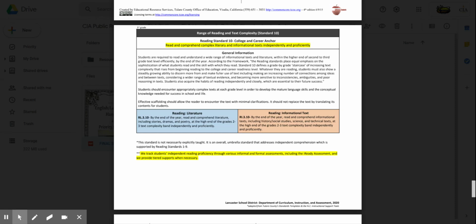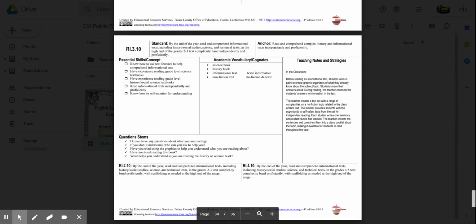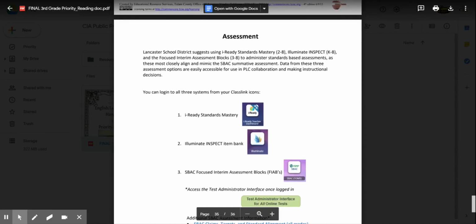You'll notice that we highlight that we track students' independent reading proficiency through various informal and formal assessments, including the iReady assessment, and we provide tiered supports when necessary. So I like to tell teachers that, hey, we say you've got 10 reading standards, but really you are focusing on and planning for 9, because this reading standard 10 is supported by everything else that you do. All right. So that is it in terms of the standards examination.